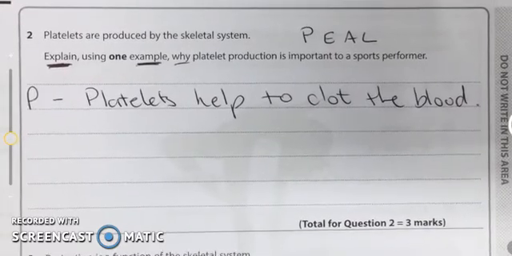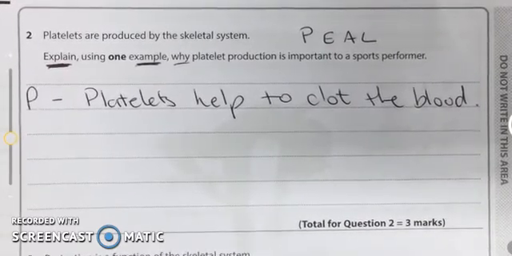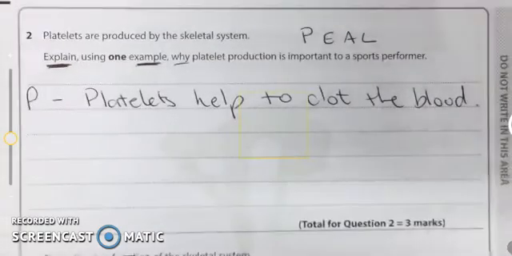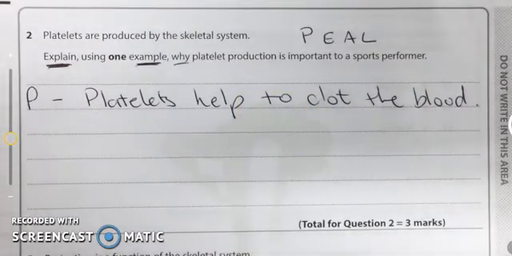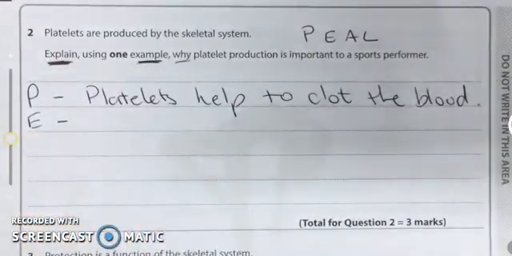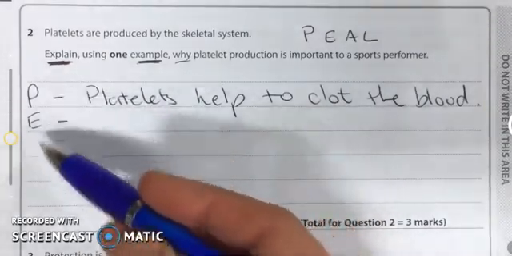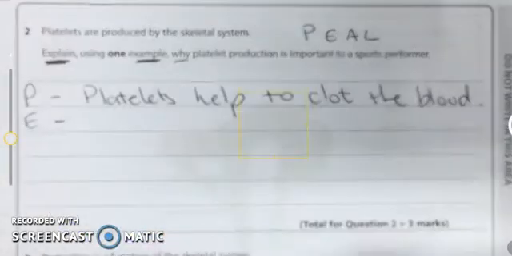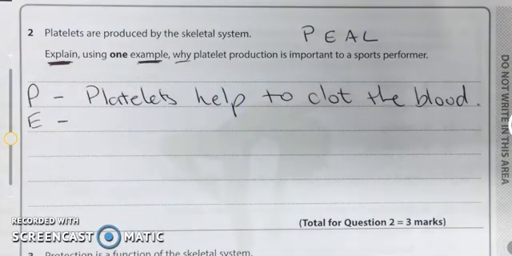So 1 mark for platelets help clot the blood. That is a P. What is that point? 1 mark. I'll do another session on assessment objectives, AO1, AO2, AO3. For a 3-marker, it wants 1 AO1, 1 AO2, and in this case, another AO2. It breaks it down for various assessment objectives. So there's the 1 mark. Now let's put in an E, an example. You could do this on your exam paper. I don't see any reason why you can't write P-E-A-L down the side and fill in those sections. So example, platelets help clot the blood.